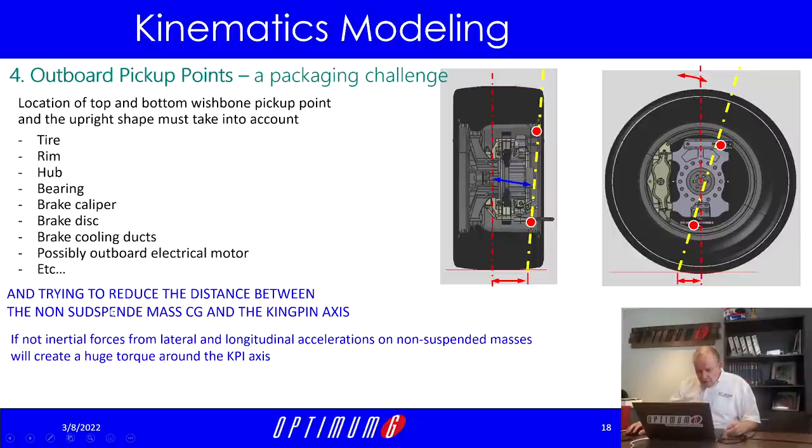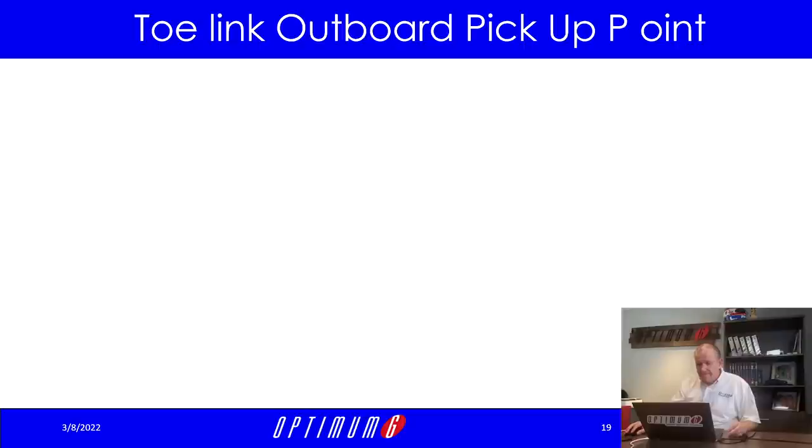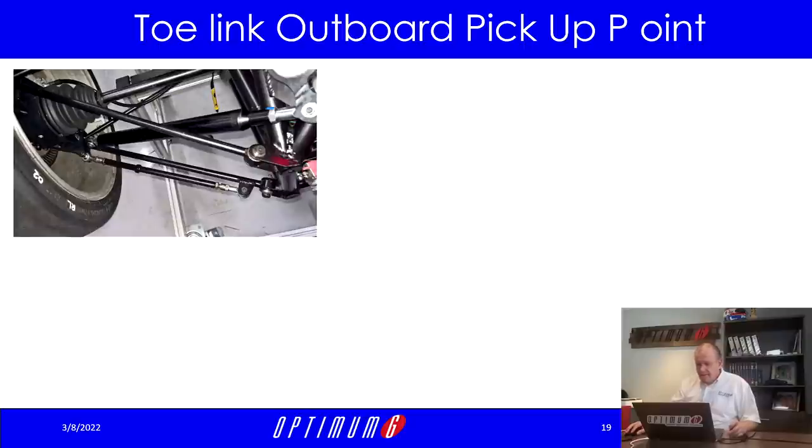If you don't take care about that, the initial force from lateral and longitudinal acceleration of the non-suspended mass will create a huge torque around the kingpin axis and therefore huge forces on the toe links. So you have to be careful with that.